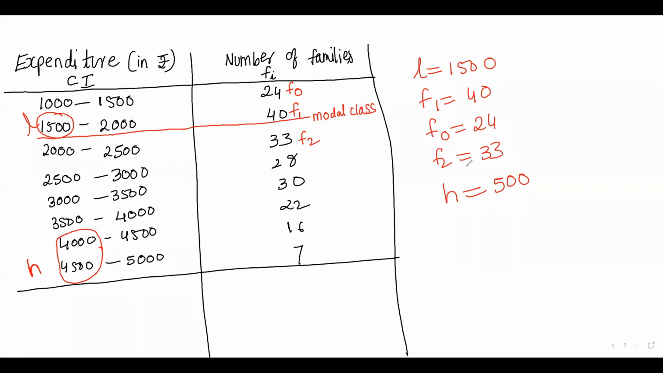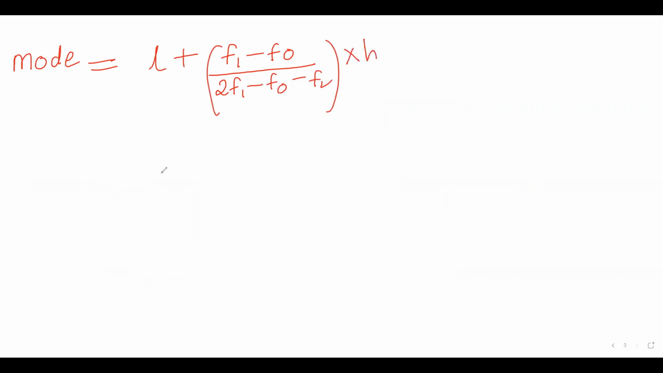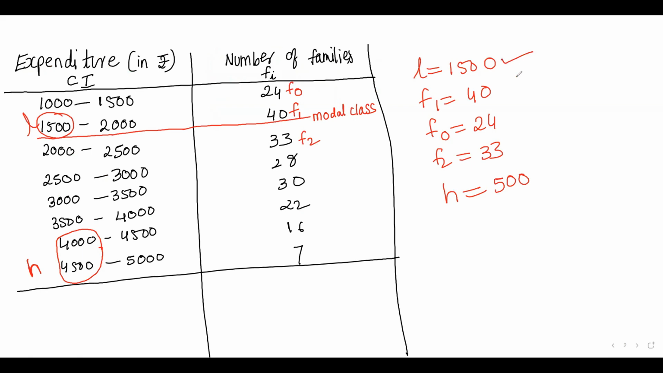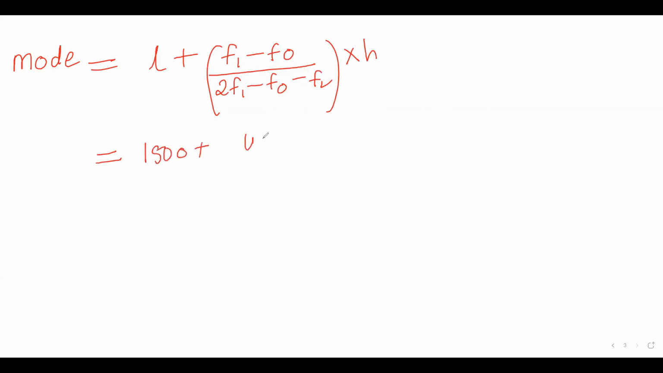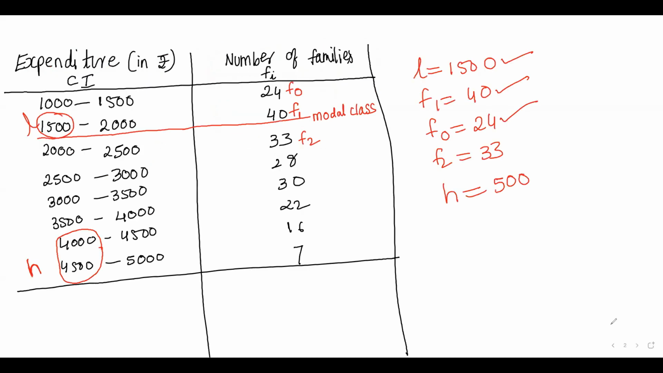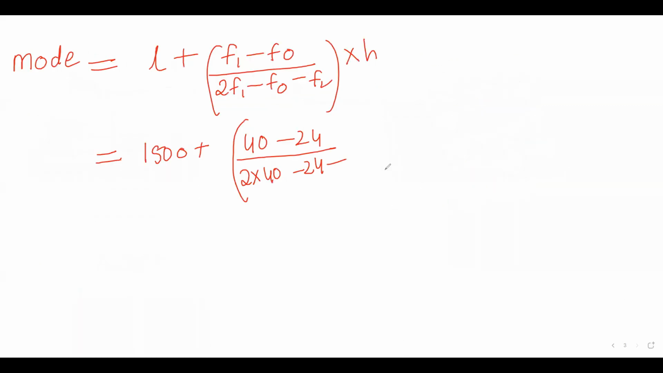After getting these values from the data, you can now apply the formula. Write down the formula. Mode is equal to L plus F1 minus F0 by 2F1 minus F0 minus F2 into H. Now substitute the values. L is 1500, F1 is 40, F0 is 24. Just substitute: 1500 plus 40 minus 24 by 2 into 40 minus 24 minus F2. What is the F2 value? F2 is 33, H is 500.